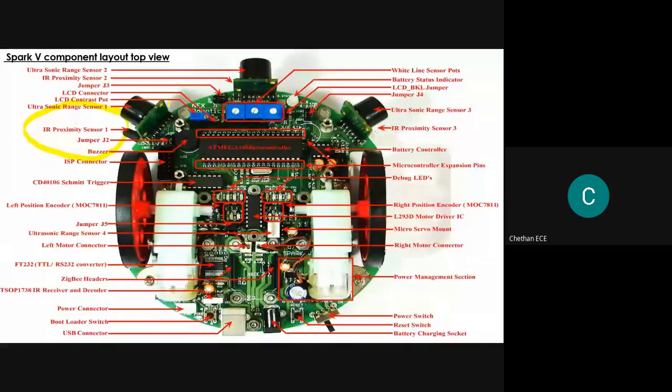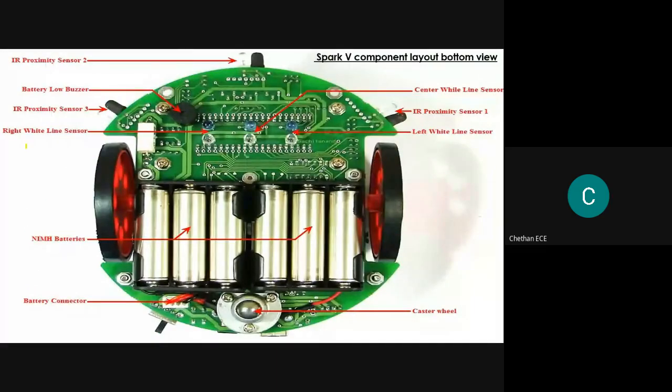Okay, similarly, we have ultrasonic sensor 1, center ultrasonic sensor 2, and right ultrasonic sensor 3. And this is the back panel of a Spark 5 robot. Here we have white line sensors.